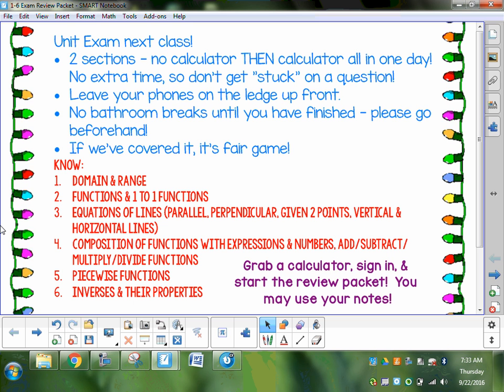The other thing that will have to happen is if you have to go potty, you need to go beforehand, because when we had a breakdown before, we asked anonymously how many of the kids left a formula sheet in their pocket when they went to the bathroom, and it was over 1 out of 4. So make sure, please, that you go potty beforehand.